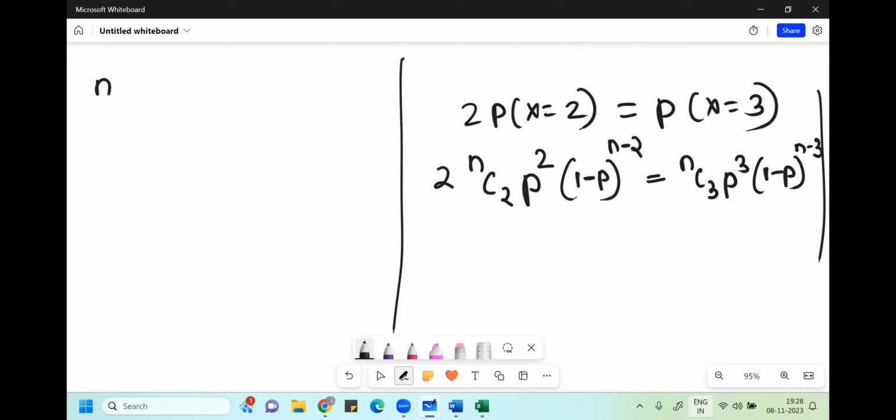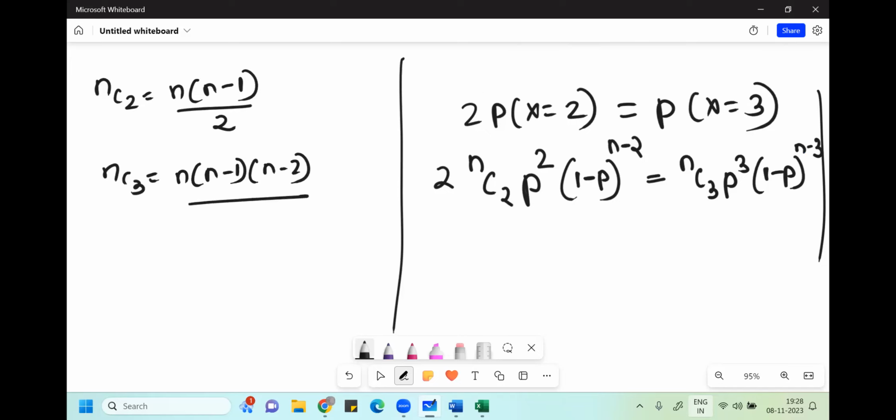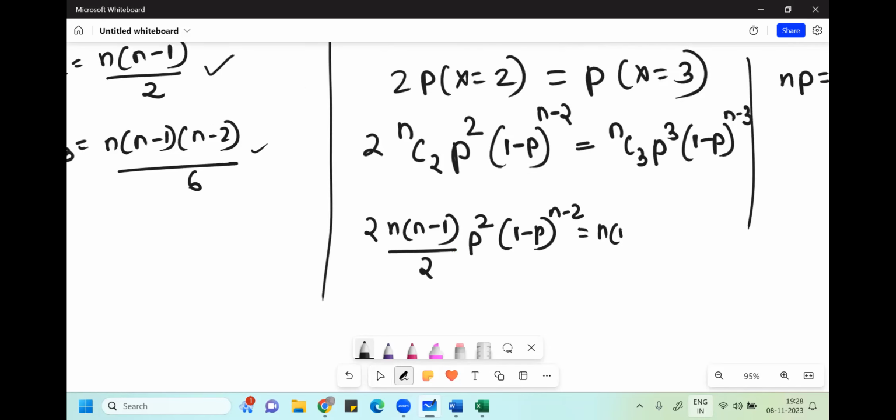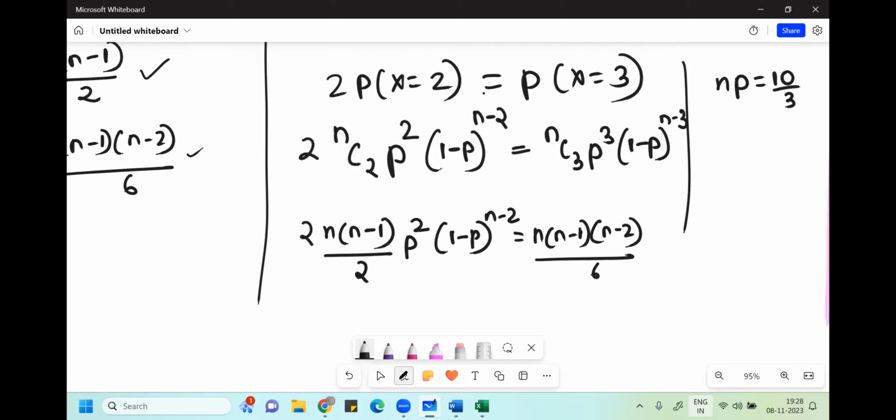You should know basic maths that nC2 is n into n minus 1 by 2. This I already told you. nC3 is n into n minus 1 into n minus 2 by 3 factorial, which is 6. Basic concept of P and C should be good, guys. You should know this, and if you have doubt with this, tell me. I'll explain again. So nC2, I can write n into n minus 1 by 2, p squared, 1 minus p to the power n minus 2. This equals n into n minus 1 into n minus 2 by 6, 3 factorial, p cube.